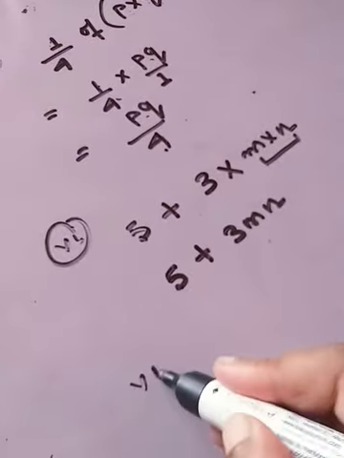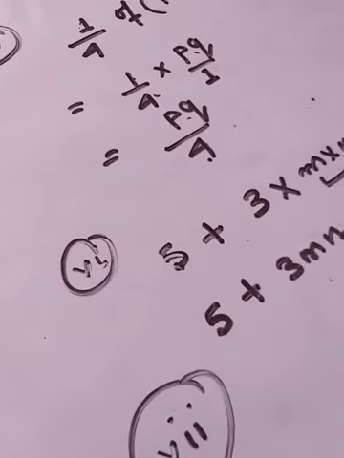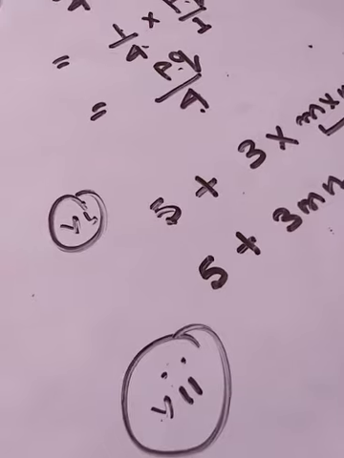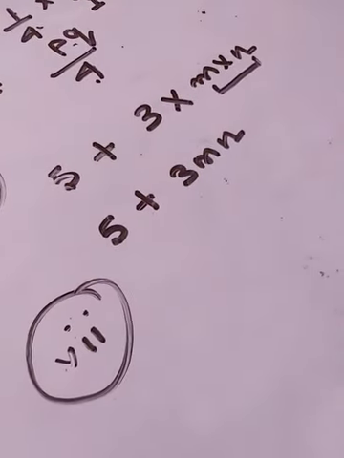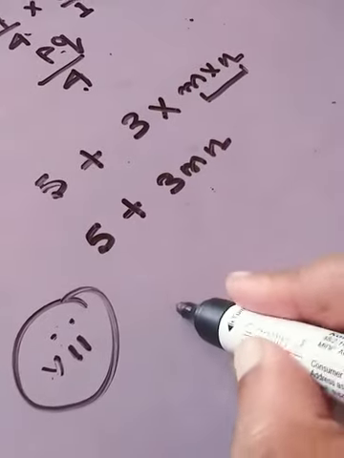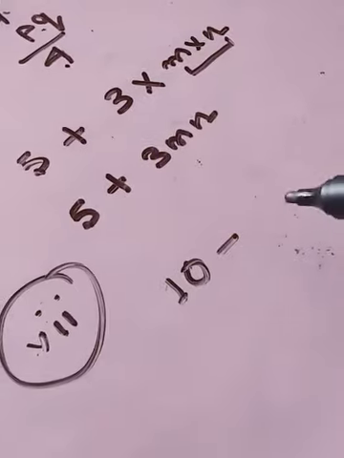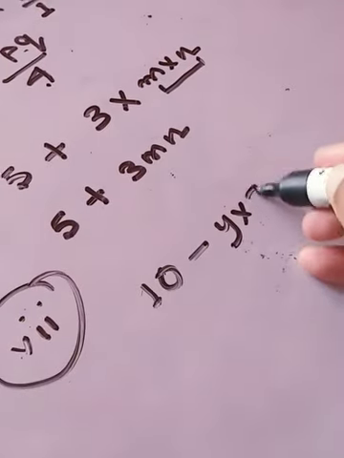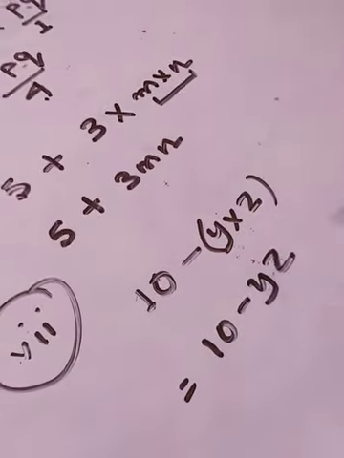Now let's do number 7. Number 7 is the product of numbers y and z subtracted from 10. That is, the product of y and z needs to be subtracted from 10. Since it is from 10, you have to write 10 first. What you have to subtract from 10? The product of y and z. So the answer is 10 minus yz.